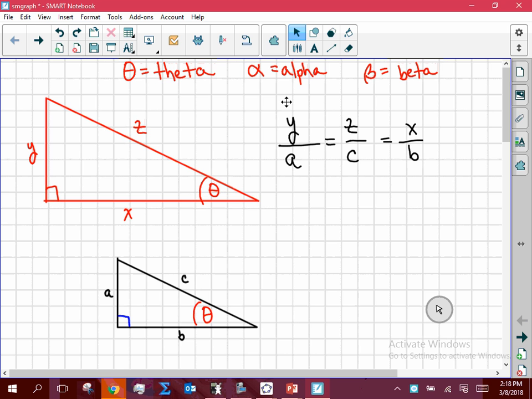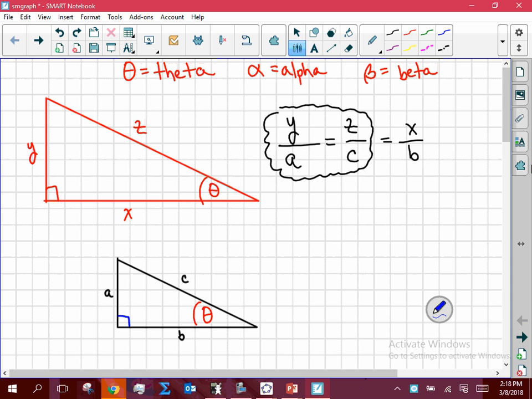We knew that in chapter 7, if these three things were true, we could take maybe those two and say that is a true proportion. So I'm going to write down that Y over A is equal to Z over C. And if I look at this, that's comparing part of triangle 1 to a part of triangle 2.